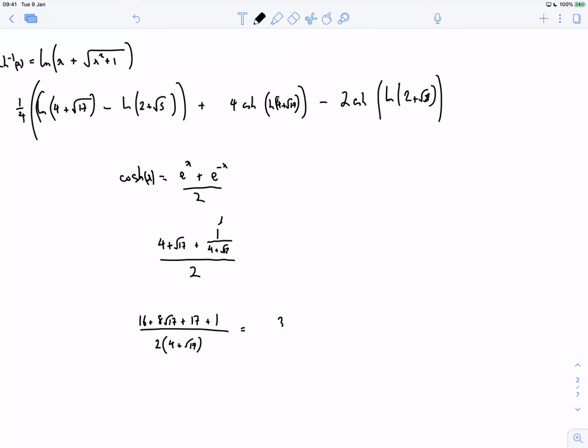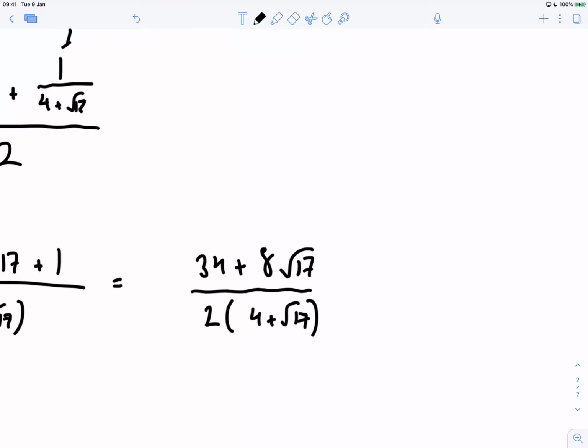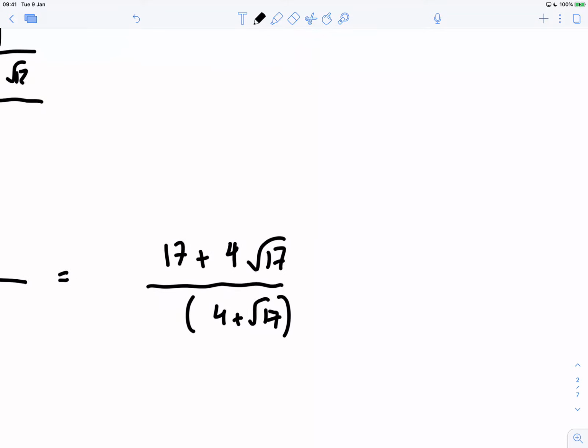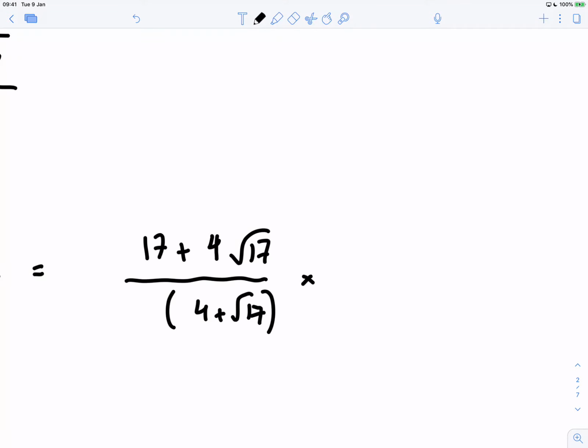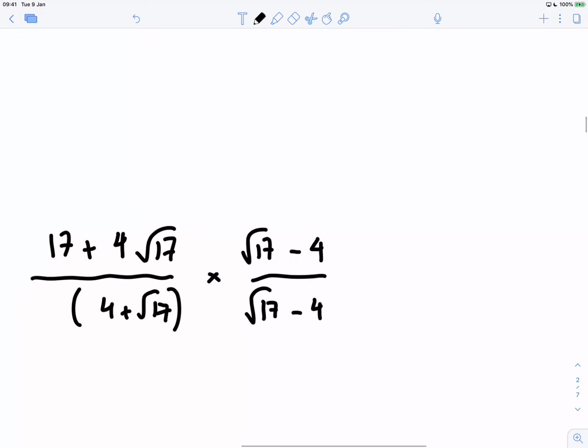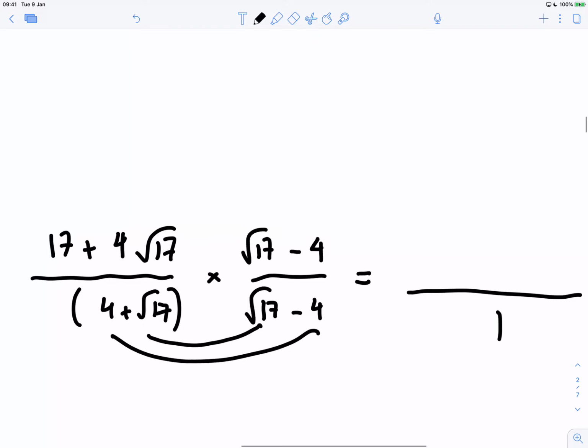I've got 217, which is 34, plus 8 root 17, all over 2 lots of 4 plus root 17. The 2 and the 34 and the 8 cancel to give us 17 and 4. And then I can rationalise this denominator, and I'm going to times it by root 17 minus 4. The reason for that is because then it's positive. So root 17 squared is 17, minus 4 squared is 16, so this is going to be nice and just be all over 1.